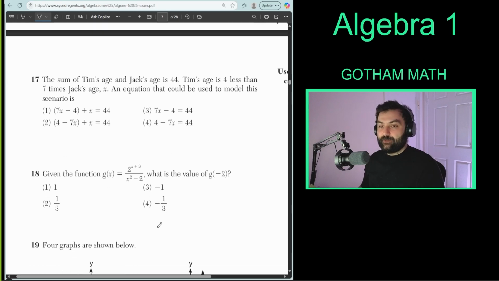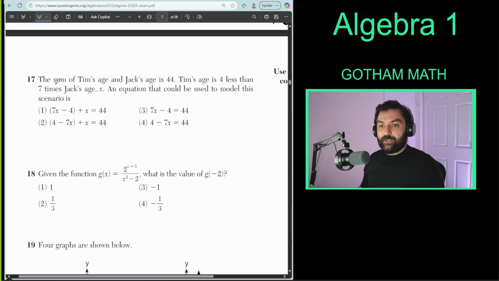Number 17. We're getting closer to the end. Okay, so the sum of Tim's age and Jack's age is 44. Tim's age is 4 less than 7 times the Jack's age. An equation that could be used to model this scenario is, well, also kind of easy. Jack's age is X, so one of them is X. Tim's is 4 less than 7 times X. What is 4 less than 7 times? 4 less is minus 4. 7 times is multiplied by 7. So this is 4 less than 7 times X.